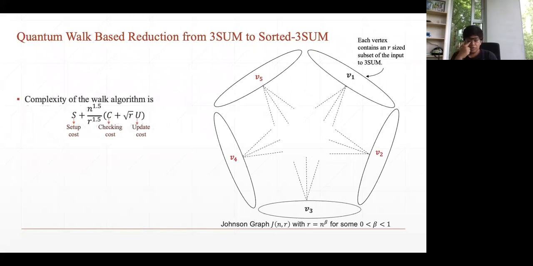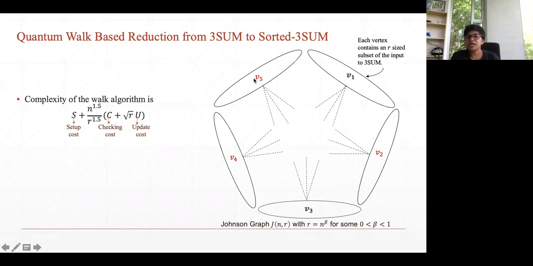Now the complexity of the walk algorithm turns out to be of this nice form, where S is the setup cost, N and R are related like this, C is the checking cost and U is the update cost. What do I mean by setup cost? Setup cost is the number of queries required to get all the query values of this input. So if there is an R-size subset that vertex V5 indicates, then at some point we would like to query the input from that oracle. So the setup cost will be the amount of time taken to query these.